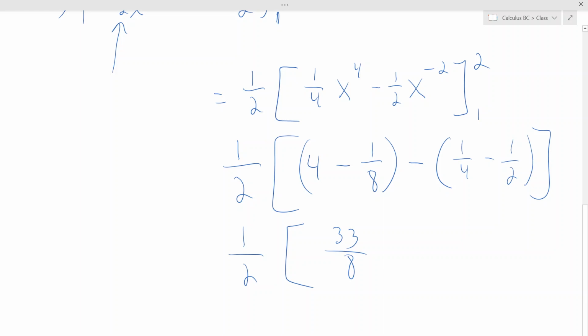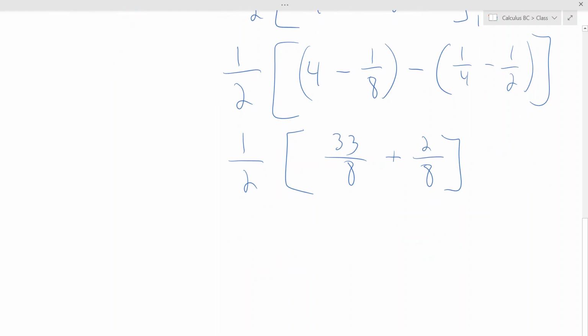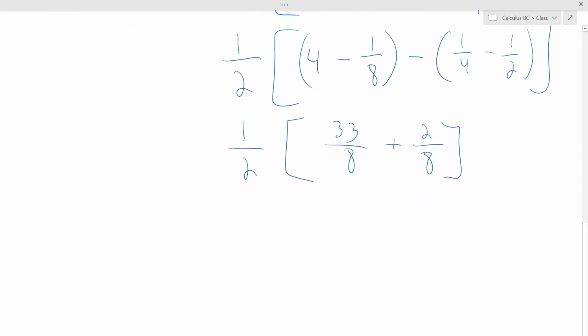Minus 1/4 minus 2/4 is -1/4, but we're subtracting that, so it's really plus 1/4, but that would be plus 2/8. There we go. That's 35/8 times 1/2. And the answer everybody wanted to know, yeah, 35/8 times 1/2 is 35/16. That is the arc length of that incredible curve.